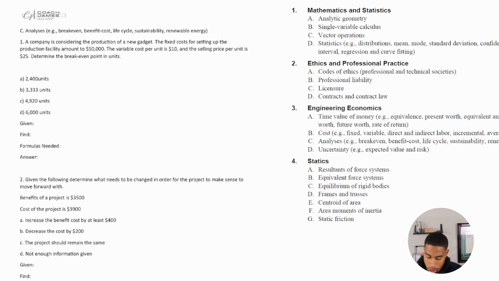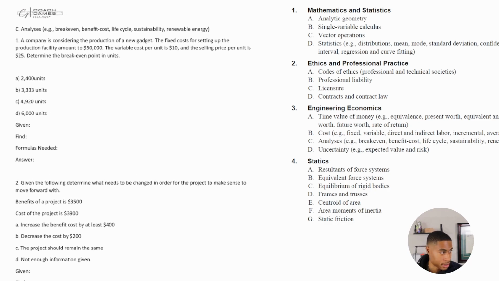I know you all are trying to pass your civil FE exam, and sometimes these problems can be a little bit confusing. So this one says a company is considering the production of a new gadget. The fixed costs for setting up the production facility amount to $50,000. The variable cost per unit is $10, and the selling price per unit is $25. Determine the break-even point in units.